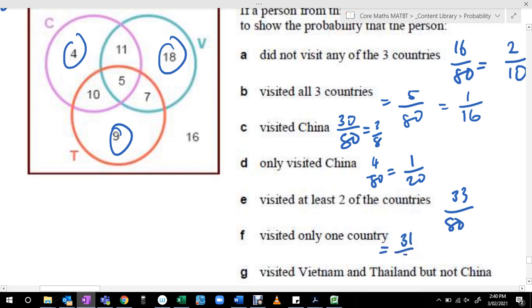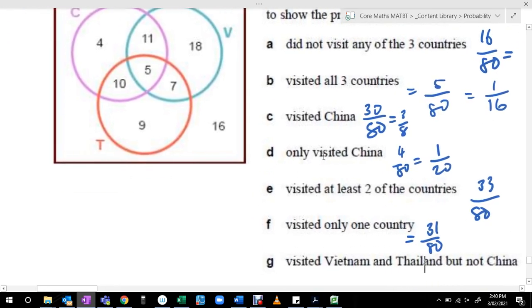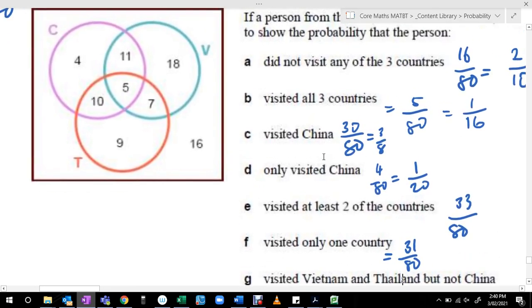31 out of 80 countries. And the last one, visited China, Vietnam, and Thailand, but not China. So that means Vietnam and Thailand, but not China. So that means we're not looking at this. We're not looking at this. Neither are we looking at this or this.